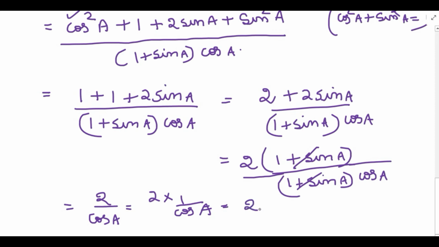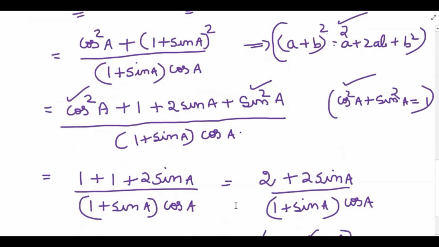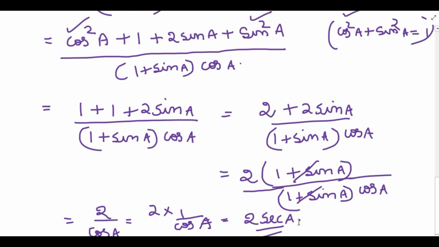1 by cos A is nothing but sec. So it is 2 sec A. So here we have taken the LCM, then we have used the identity A plus B the whole square, then we have used the trigonometric identity cos square A plus sin square A. Just we simplified it, we have cancelled, and finally we arrived at the right hand side 2 sec A.